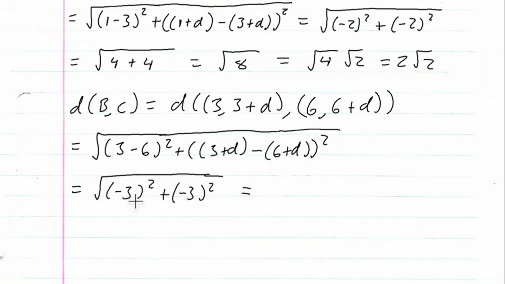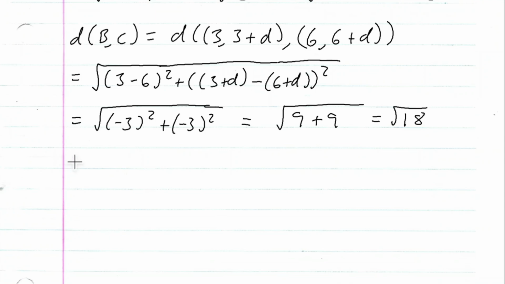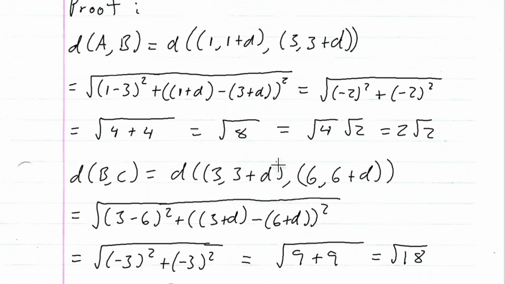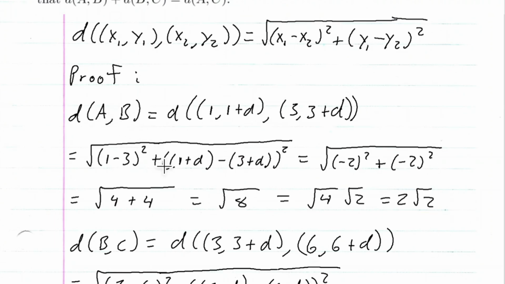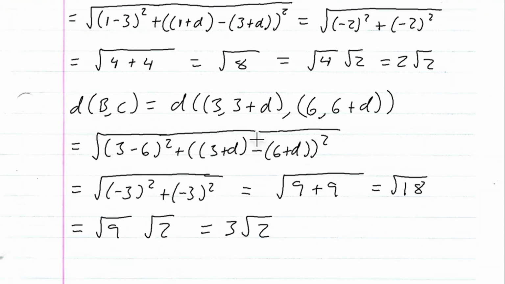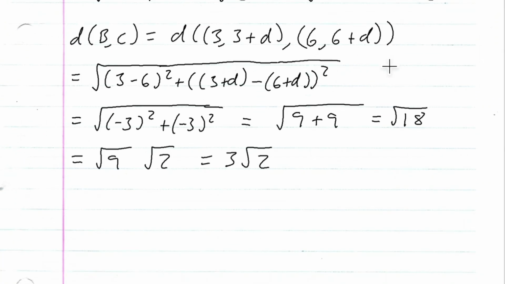And this is equal to, so negative 3 squared is 9. So 9 plus 9 is equal to the square root of 18. We can reduce this to the square root of 9 times the square root of 2. And this, of course, will be 3 square roots of 2. So we know that the distance between A and B plus the distance between B and C is going to be 5 square roots of 2, right? Okay, so let's go ahead and find the distance between A and C.